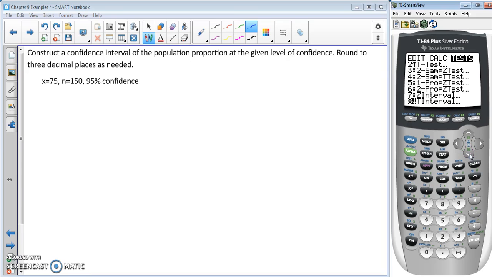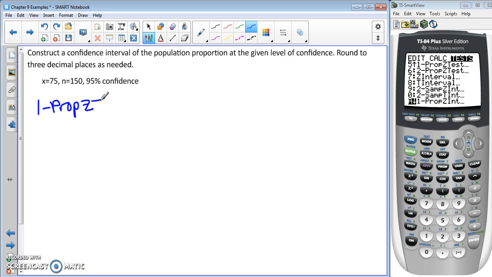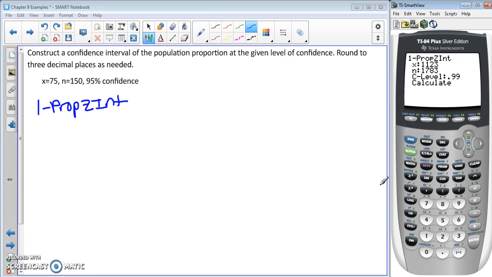So if I have X and N, we're looking at a proportion. So what we're going to use in the calculator is 1 prop Z int. And it may be a different letter or number in your calculator. So we're going to use 1 prop Z int. And this is what you would want to write down in your paper. So I'm going to press that, and then type in your corresponding values here.